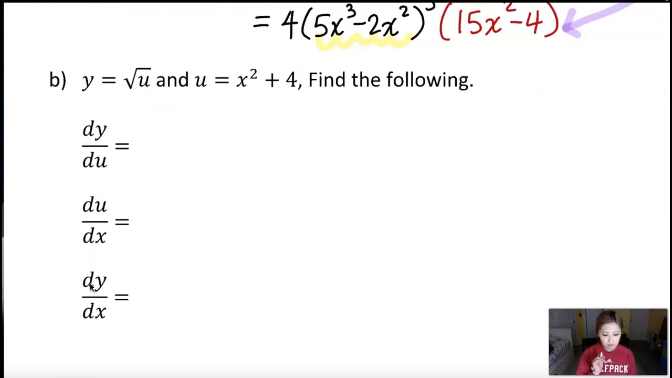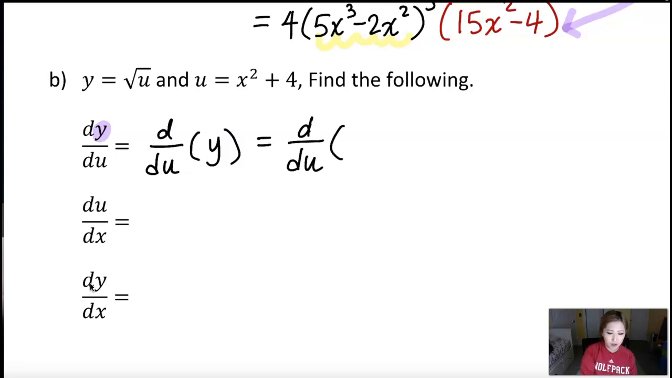So here, they want you to find, I'm just going to jump right into this problem, dy/du. So I will go ahead and bring the y down next to this fraction and read this. What do they want us to find? They want us to find the derivative of y with respect to u. So let's plug in what y is. d/du of y. What's y? Oh, y is square root of u. Can I go ahead and write this as u to the 1/2 power? We know that, right? We talked about this in class a couple times. Square root of u can be written as u to the 1/2 power.